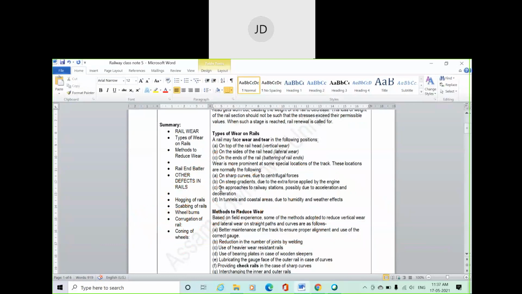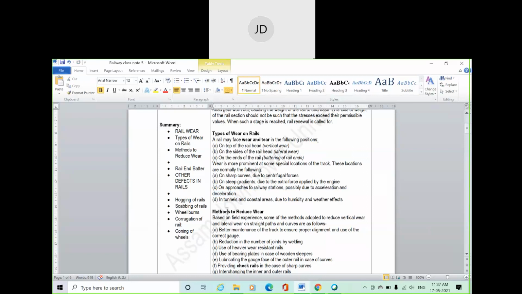Next, on approaches to a railway station, possibly due to acceleration and deceleration. If you travel by train, I think you have also experienced this. Near the station, whether a train is approaching the station or moving from the station, it gives a sudden shock. You will feel a sudden shock because of the sudden acceleration or sudden deceleration.